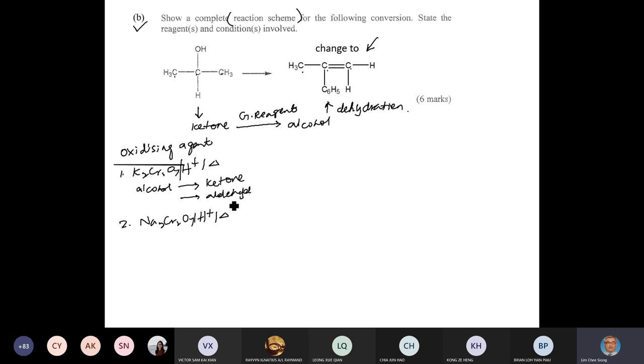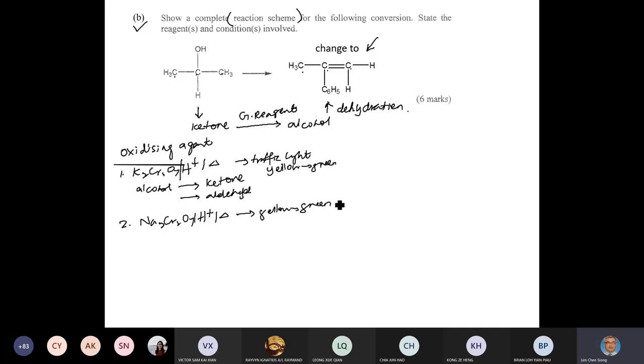Actually, I referred to some of the books already. The heat actually does nothing, it is only to speed up the reaction. It doesn't function as anything. Normally I call this the traffic light oxidizing agent. Why? Because all the time you will see the color change from yellow to green. This one also, from yellow, it becomes green.